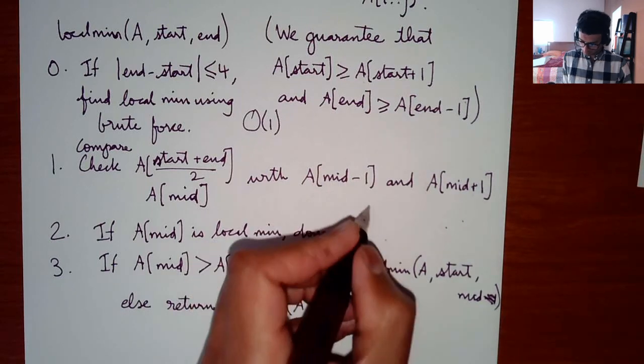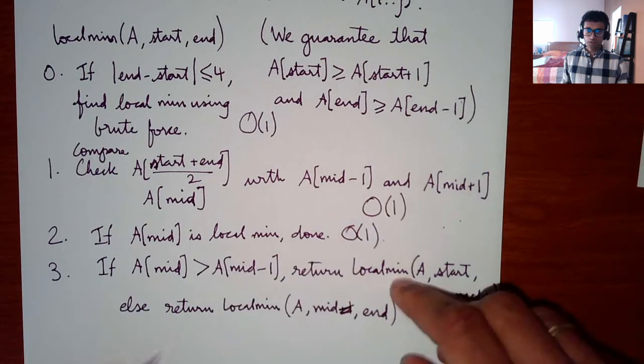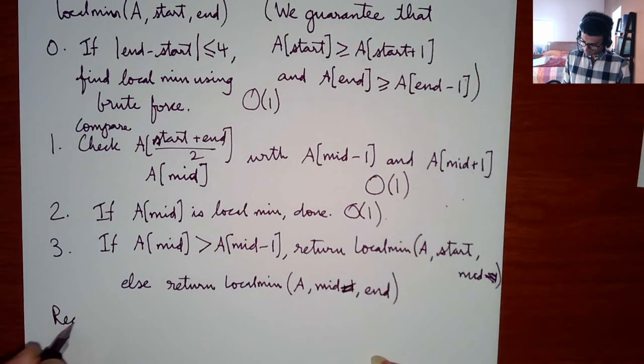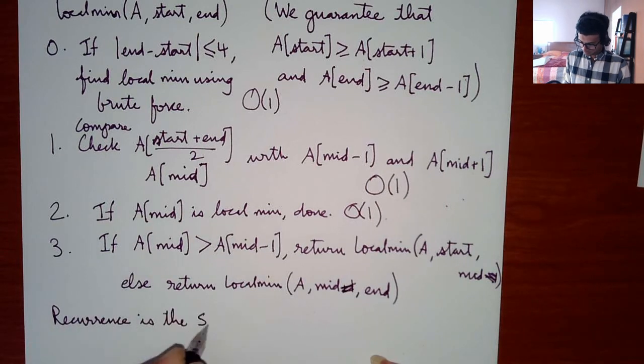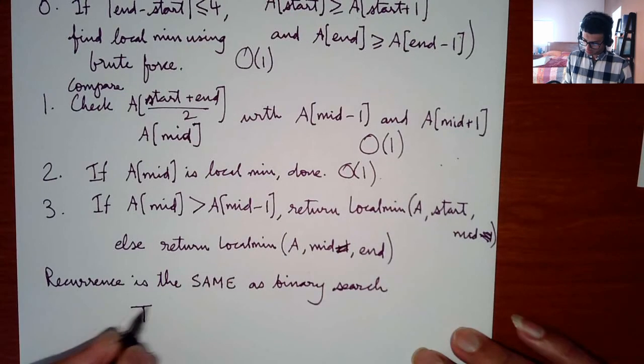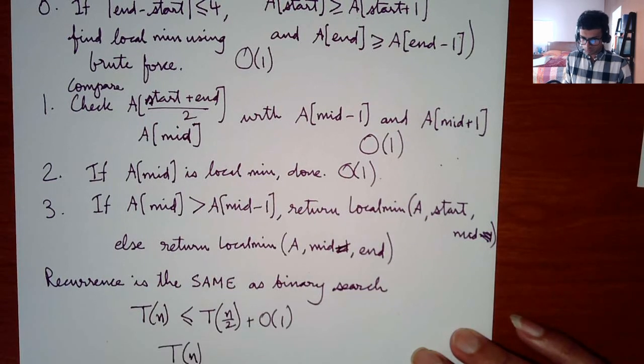These are all O of 1 operations. The only thing is the recursion, and you'll see that the recurrence is the same as binary search. And so what you get is that T of n is less than T of n over 2 plus O of 1, and T of n is O of log n.